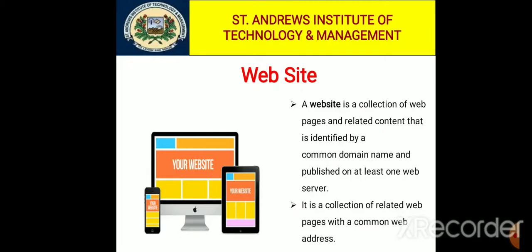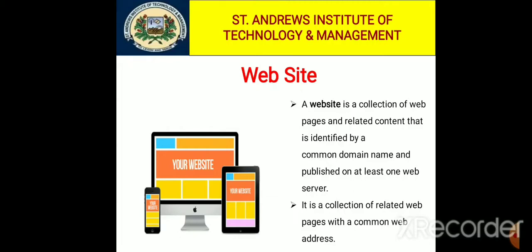Here, related web pages means if I am opening any education purpose website, then all its pages relate to that particular institute or particular organization only. That's why it is a collection of related web pages. Okay, so all publicly accessible websites collectively constitute the World Wide Web. There are also private websites that can only be accessed on a private network, for example, a virtual private network, such as a company's intranet website for its employees.